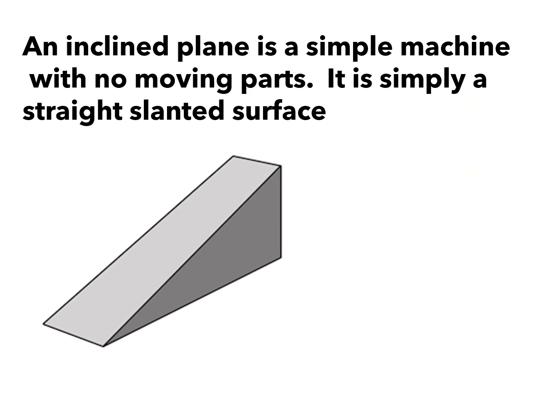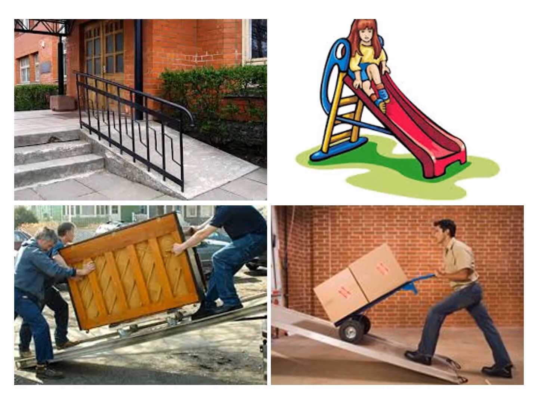An inclined plane is a simple machine with no moving parts. It's simply a straight, slanted surface. There's a picture of it. Doesn't look too exciting. Pretty simple, in fact. But it's really helpful. Take a look at these pictures.